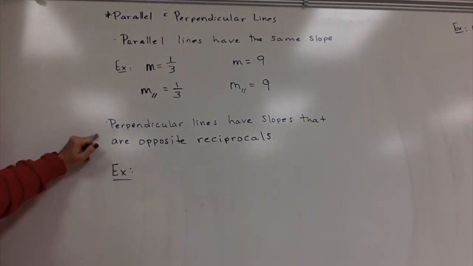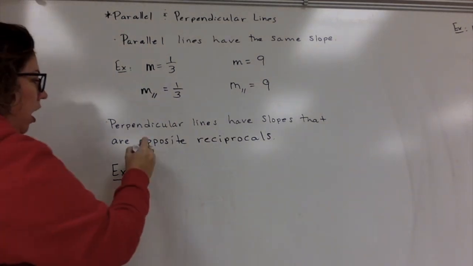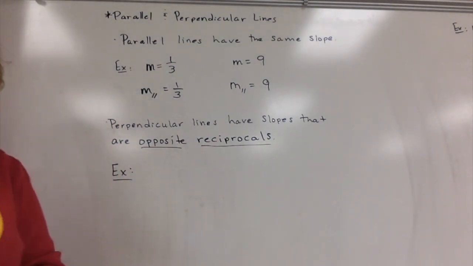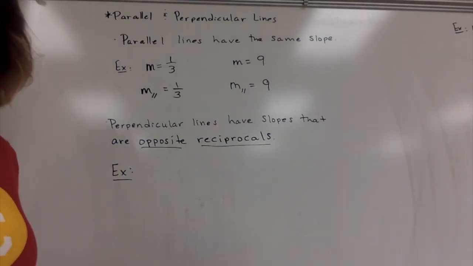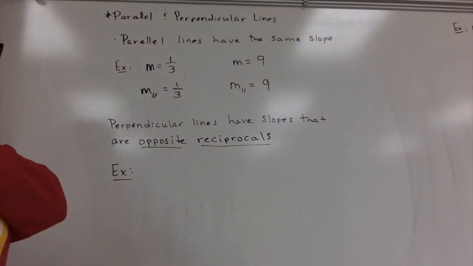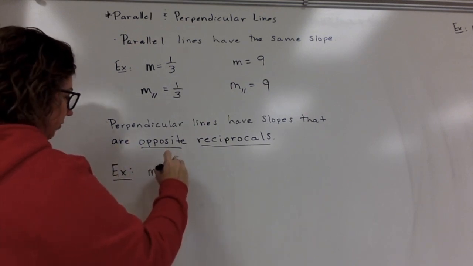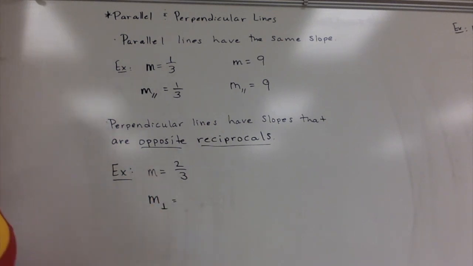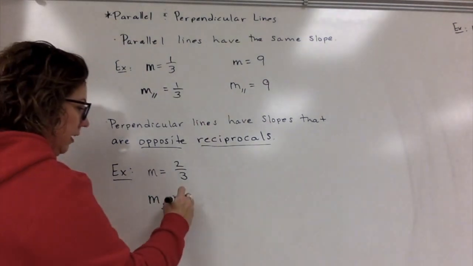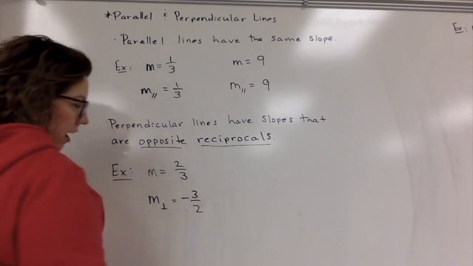We run into a little bit more challenge when we talk about perpendicular lines. They have slopes that are opposite reciprocals. So there's two things going on there. Opposite meaning positive or negative, reciprocal meaning that we're turning that fraction over. So if I have a slope of, for instance, 2/3, the slope of the line that's perpendicular to that is its opposite. This is positive, so it will be negative. And the reciprocal of 2/3, so turn that over, would be 3/2.